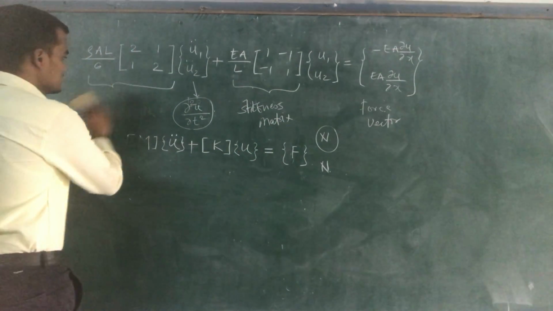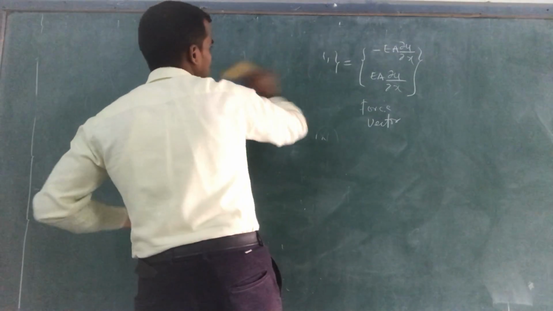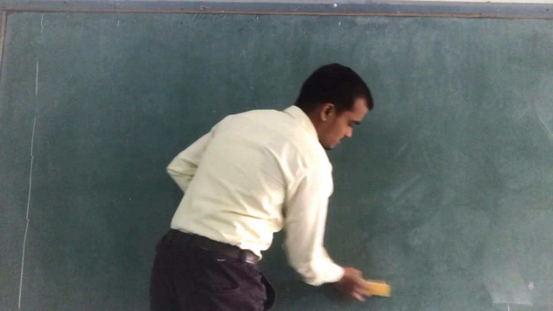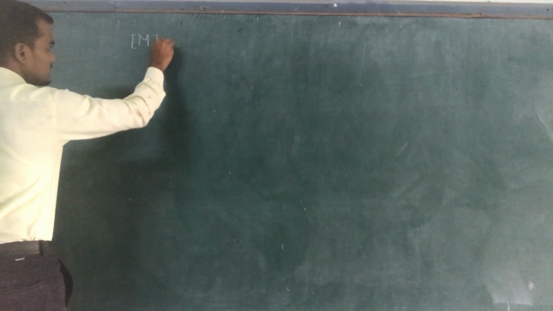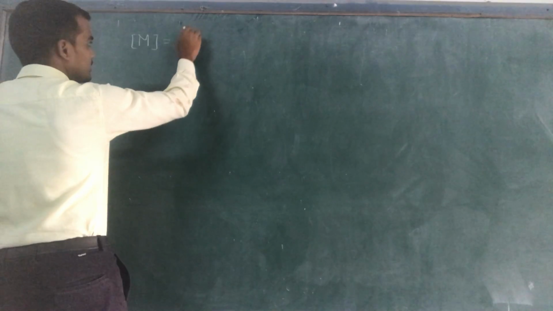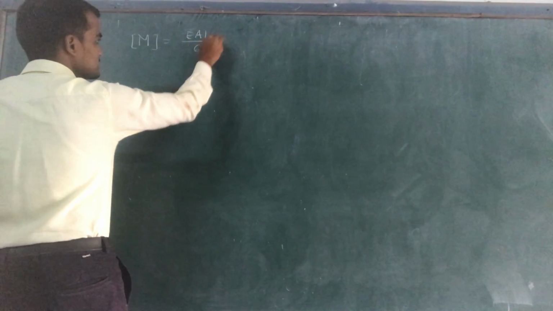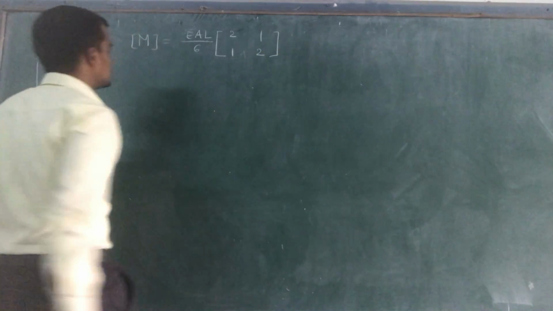First we will see the basic difference between the consistent mass matrix and the lumped mass matrix. There are two systems, the consistent mass matrix system and the lumped mass matrix system. What is the basic difference between these two? As we know, the mass matrix is given by rho A L divided by 6 times the matrix 2 1, 1 2. This is the mass matrix we derived in our previous lecture.